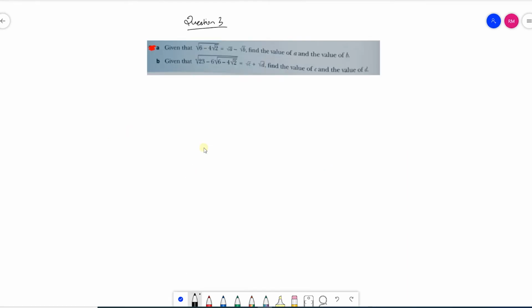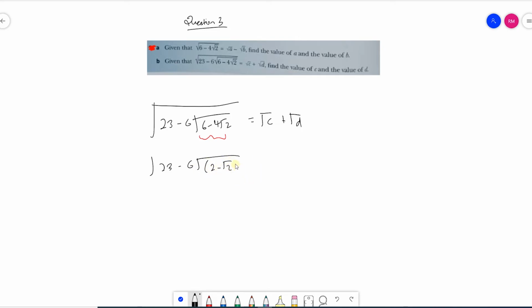Now let's solve question 3 part B. Let me rewrite first. It's the same thing as part A, but now they're asking us to find C and D. So it's the square root of 23 minus 6 times the square root of 6 minus 4 surd 2, equals surd C plus surd D. The answer for this, we managed to get from part A. Therefore, I can simply write it as 23 minus 6 square root of (2 minus surd 2), correct? This is based on what we got just now.